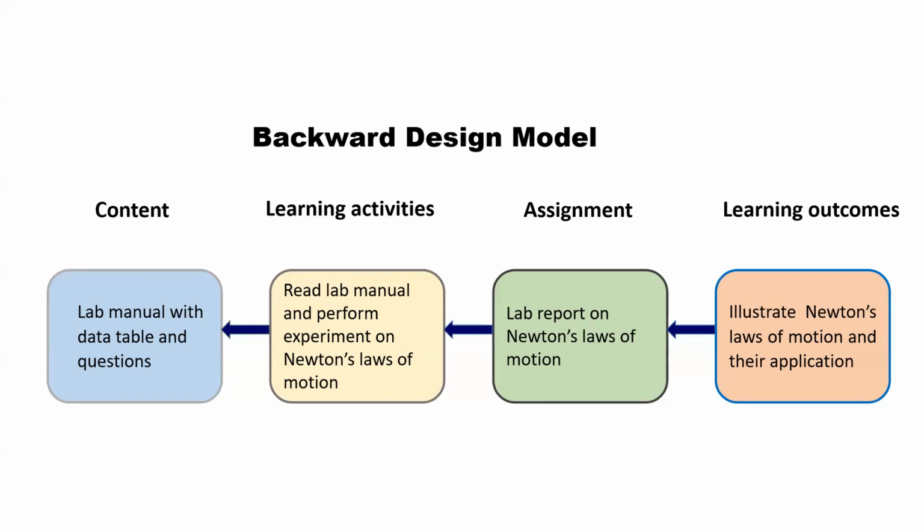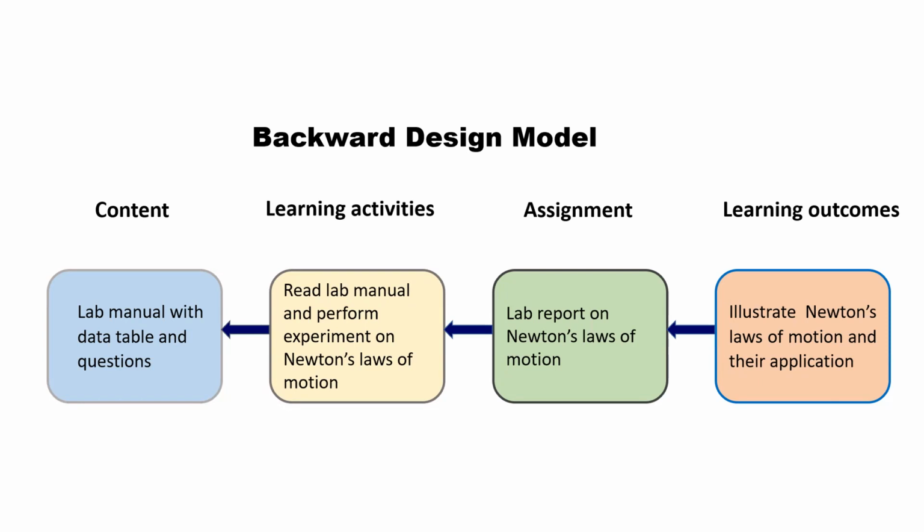When you are designing learning objectives, pay attention to the active verb: illustrate. I'm not thinking about discussion or definition, something like that, right? My goal is that my students should be able to illustrate Newton's laws of motion. There are three laws of motion, right? They should be able to illustrate the three Newton's laws of motion. So this is my learning outcome, right?